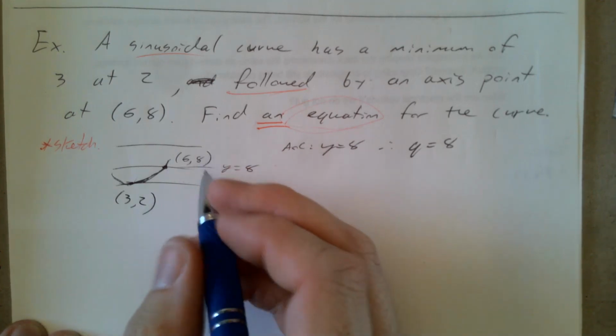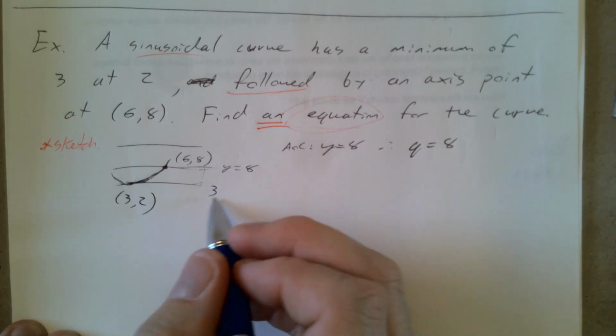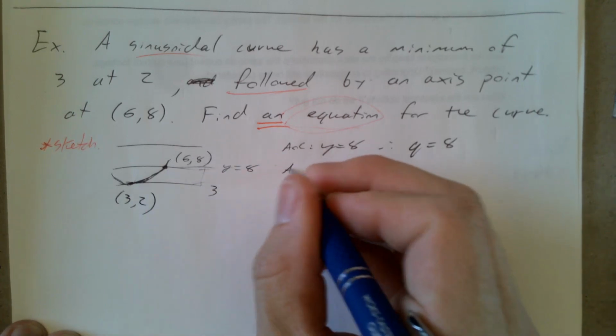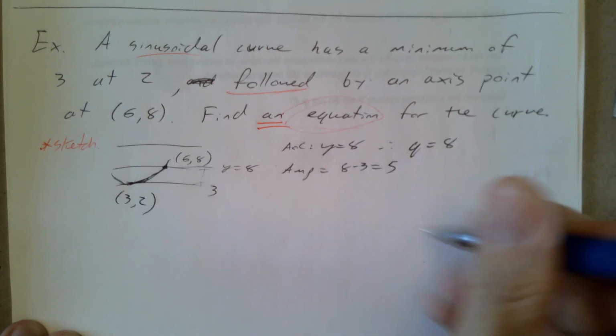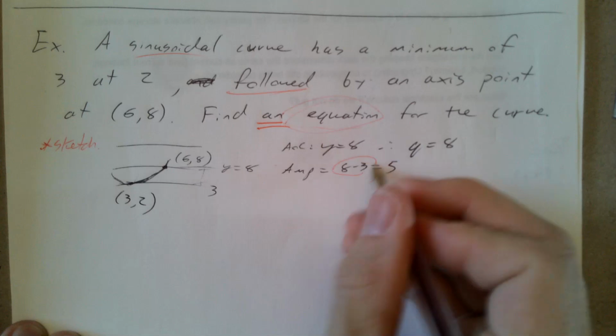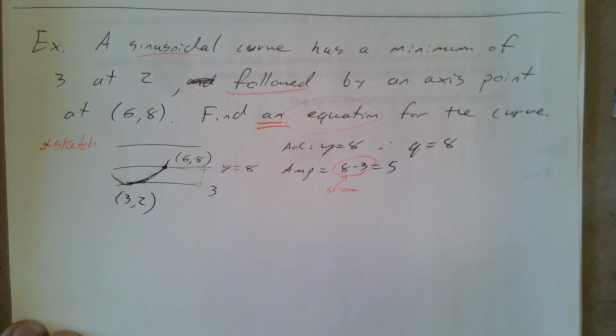Next, let's show my reader how we can find the amplitude here, the difference between my axis height and the minimum height. My amplitude is going to be the difference between 8 and 3. Again, these are simple calculations, but the number 5 doesn't show up on this question, so it's your job to present it for your reader.